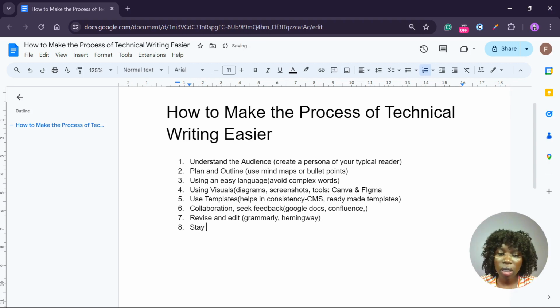So another tip is to stay organized. Use folders, bookmarks, note-taking apps. There's also Evernote. This is one of the tools that you can use to make your writing process easier. My number 9 is practice. If you don't practice, you'll not get better. As they always say, practice makes perfect. Make sure that you practice your writing, get better, seek feedback, and keep on improving.